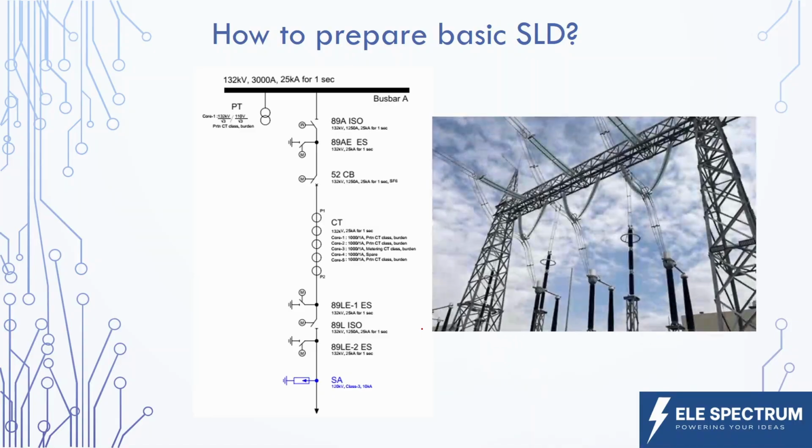Let's see some photos of a surge arrestor. As you can see here, this is a transmission line and there is a tap taken from this transmission line conductor to the surge arrestor, and it acts as a shunt element.